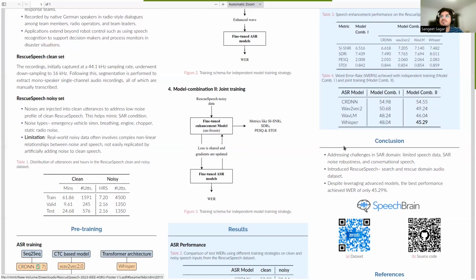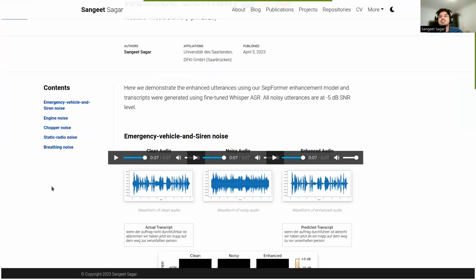Now let's see some audio utterances that were cleaned by the Subformer model, and how the transcript varies. First I'll be showing just one noise type, that is emergency vehicle siren noise. Let's hear the clean audio first.